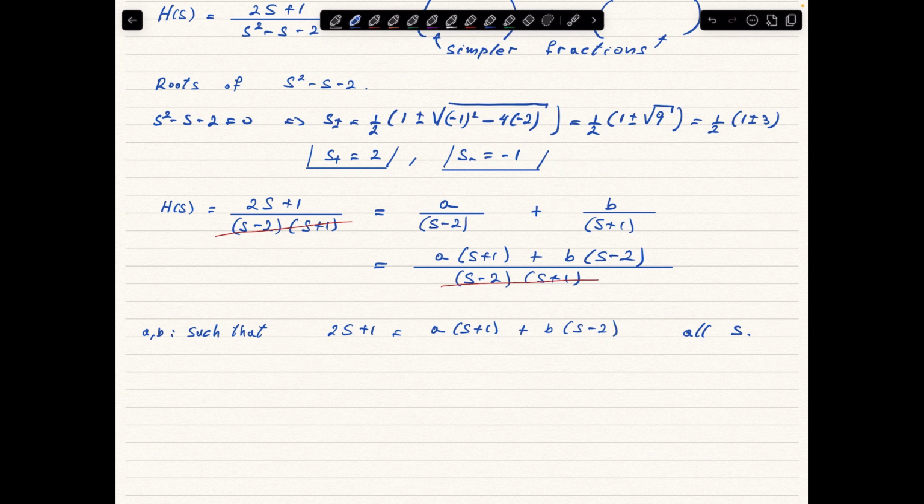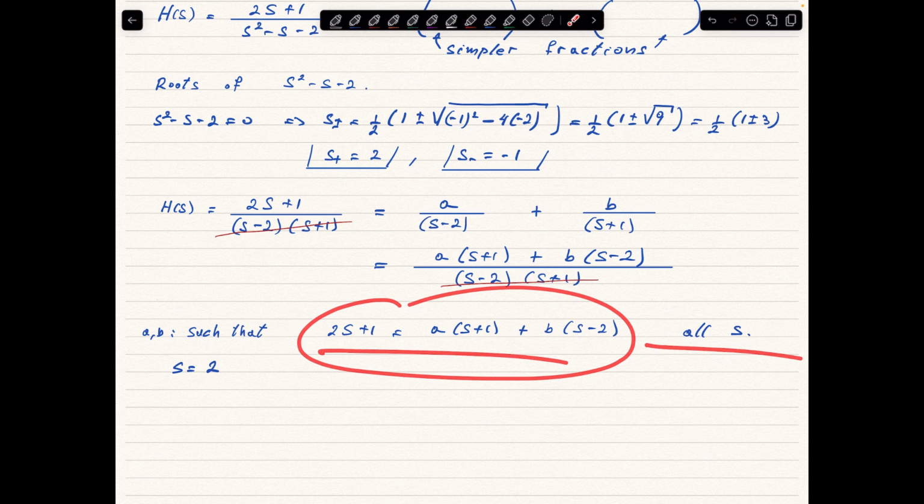So we know that a and b exist, so what we can do is evaluate this equation at different values of s to get the values of a and b. The best choices are the roots, negative 1 and 2. So we are going to evaluate at s equal 2, for example. What happens when we put s equal 2 in this equation that has to be true for all s?